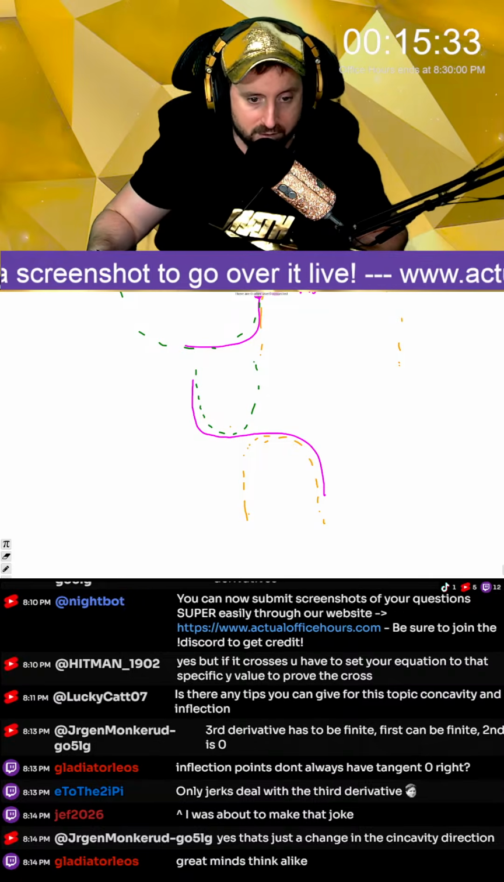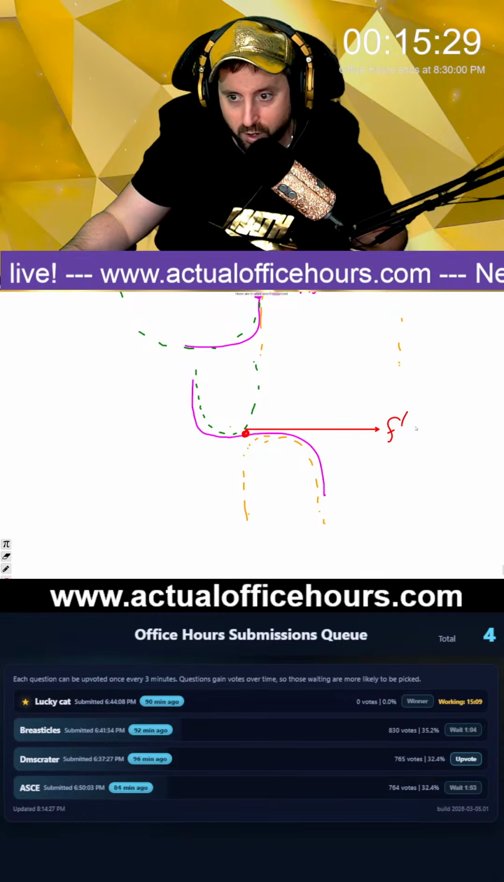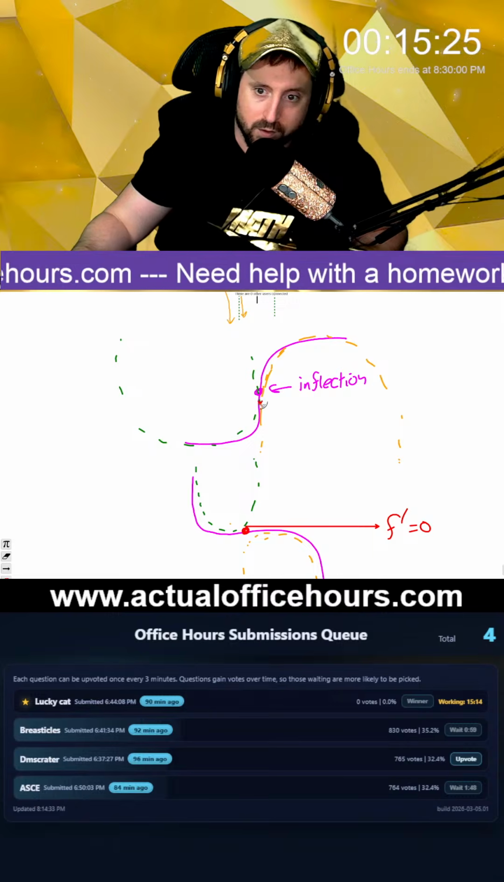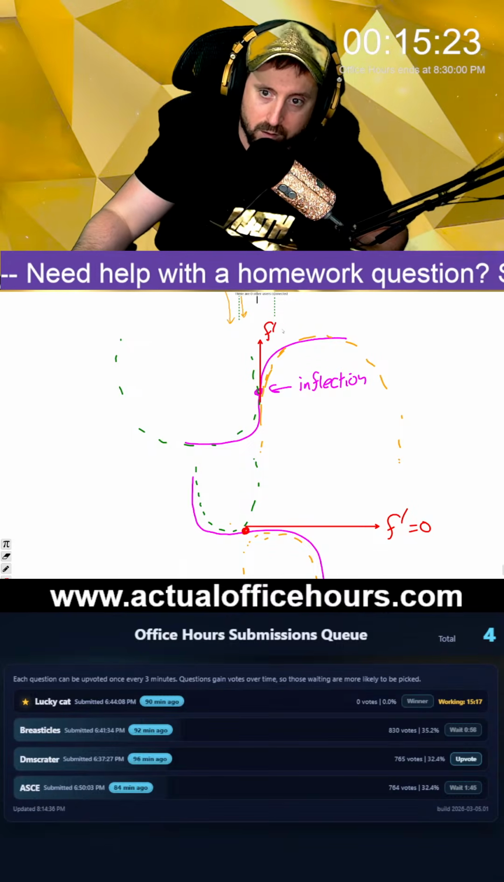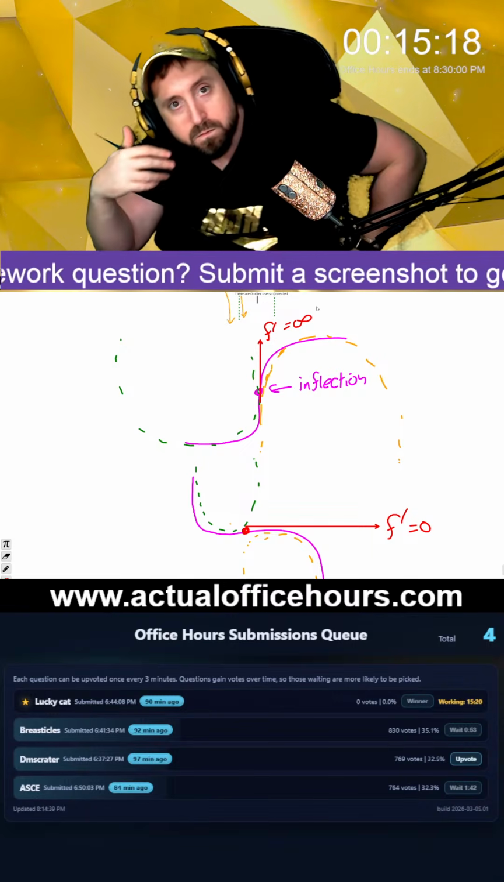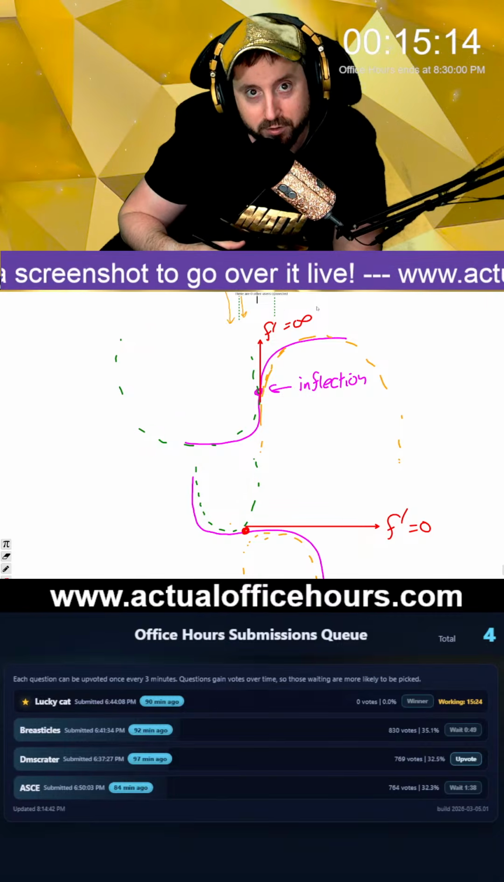That has an inflection point with a tangent equal to 0. This is like f prime is equal to 0. This one is like f prime is equal to infinity. Yeah, just changing the concavity directions.